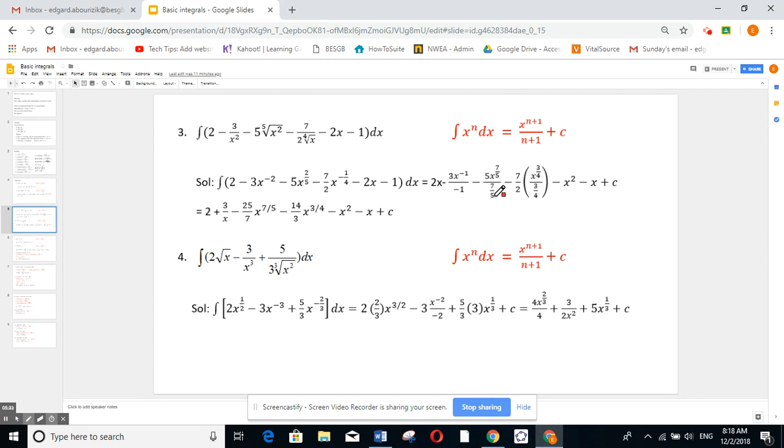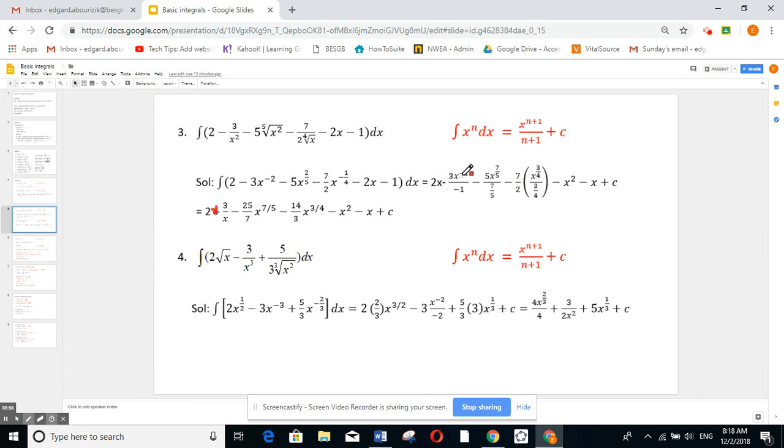You divide by 7 over 5, or you multiply by 5 over 7, the inverse. You're going to see later I'm multiplying by the inverse here. Minus 7 over 2, if you add the plus 1, 3 over 4, divided by 3 over 4. Minus 2x squared over 2, minus x squared. Integral of minus 1, minus x, plus c. So here, sorry, you have 2x.